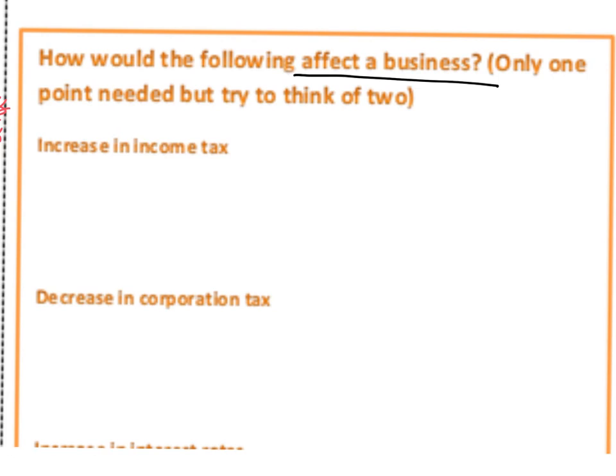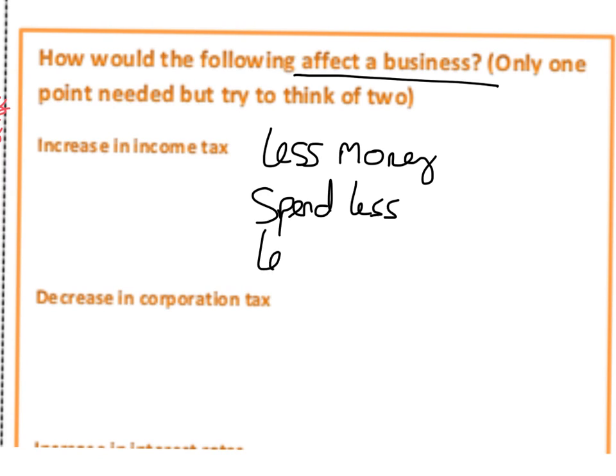All you'd have to say is, if income tax went up, people would have less money, so they're going to spend less, which means businesses get less profit. That's all you've got to say in 3 sentences, and you'll get all the marks.